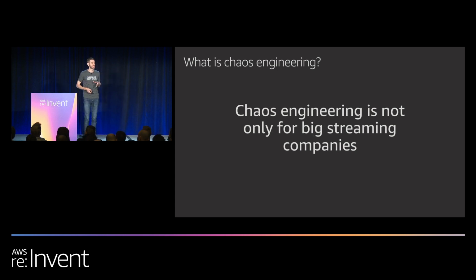Chaos engineering is not only for big streaming companies. There are reasons why Netflix is used as a reference over and over again. Well, they started it. It was at Netflix that chaos engineering was started. So they are also a company with big brand recognition, so it's easy to use them as an example over and over again. But you don't have to be Netflix to do chaos engineering. You don't even have to be like Netflix.